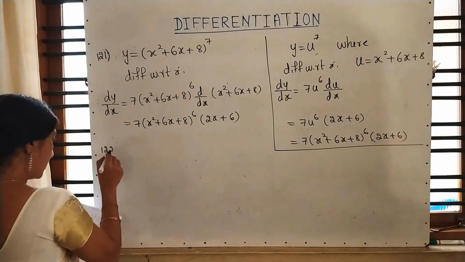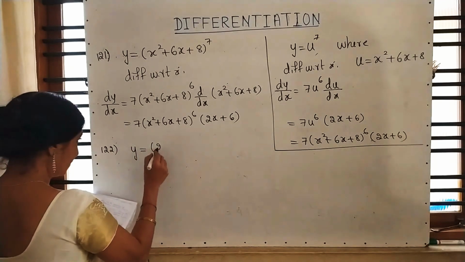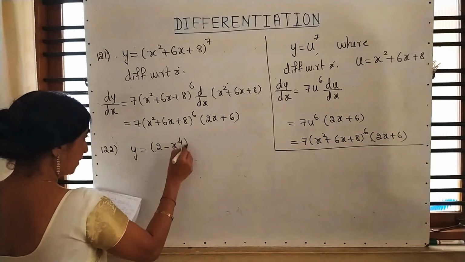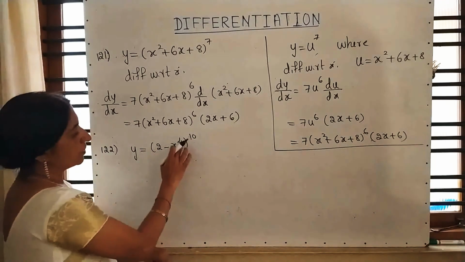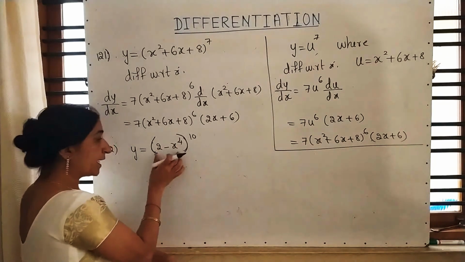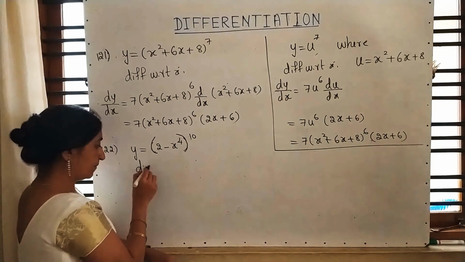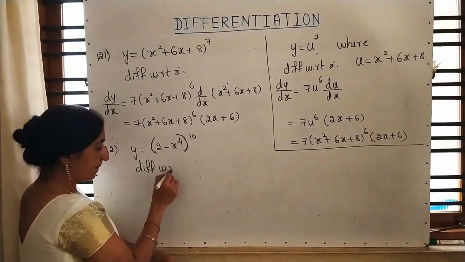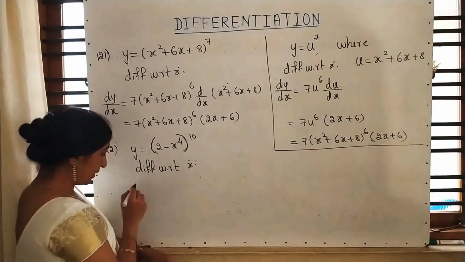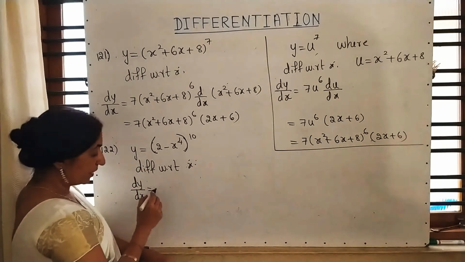I will explain each and every concept slowly. First, what we have to differentiate, not this power, outside power. This complete bracket is power. This complete is x, this is n. Differentiating with respect to x, dy upon dx. Let's see how you are writing this.